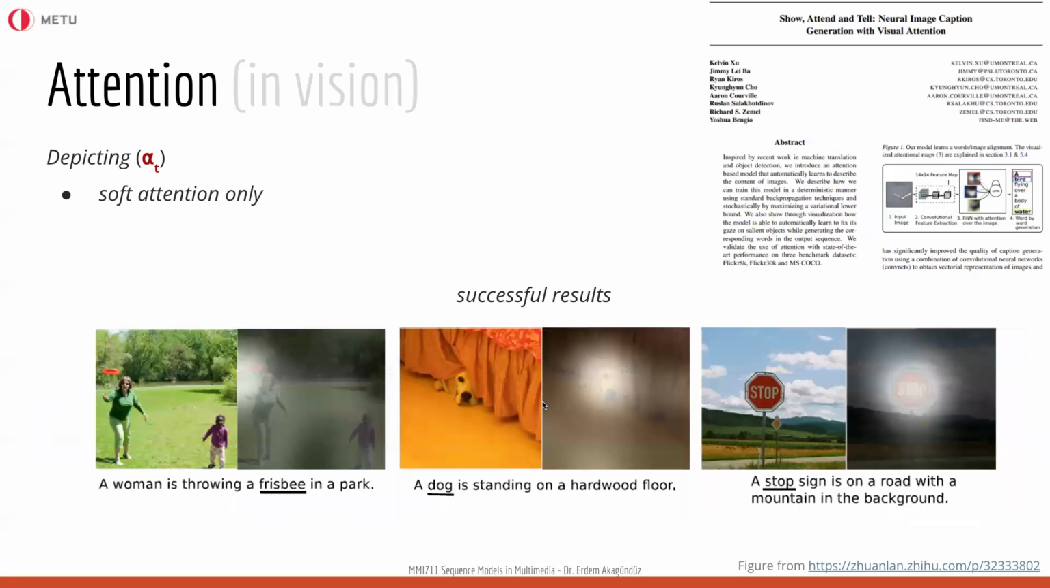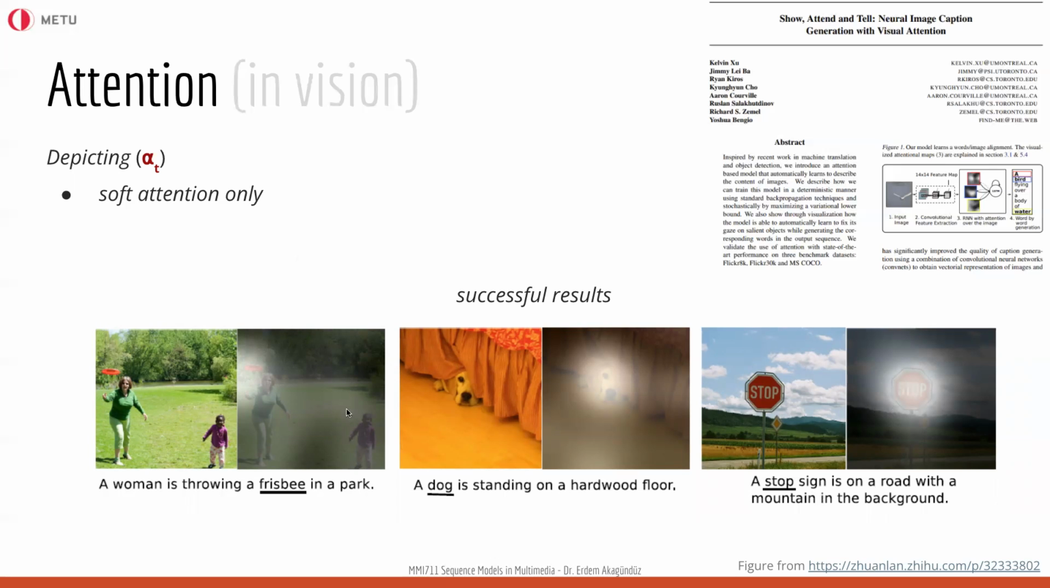Let's go over the results, and it will give us an insight about the study. So, a woman is throwing a frisbee in the park. This is soft attention, a very nice, successful result. In these results, coming from their paper, I'm going to be showing only soft attention. A dog is standing on the hardwood floor. Dog, this just pinpointed. A stop sign, well, quite stronger for soft attention.